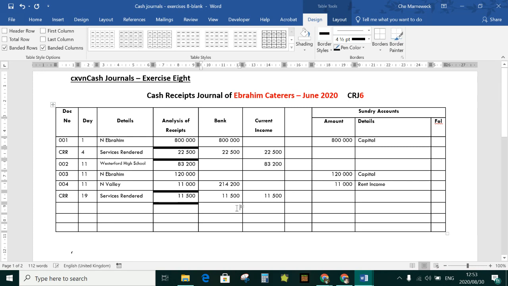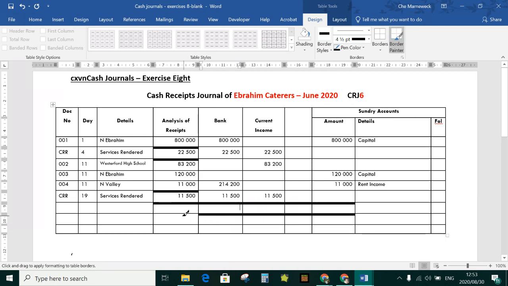It's now the end of the month, and we need to add up all the money columns in our journal. So we go from bank to sundry. So the line goes on top and the line goes at the bottom, making sure that we don't underline analysis of receipts. We're not totaling analysis of receipts. We have already deposited all the different receipts and cash register rolls into our bank account. So bank is the one that we're going to total. So we get out our calculator, 800,000 plus 22,500 plus 214,200 plus 11,500, and we get 1,048,200.